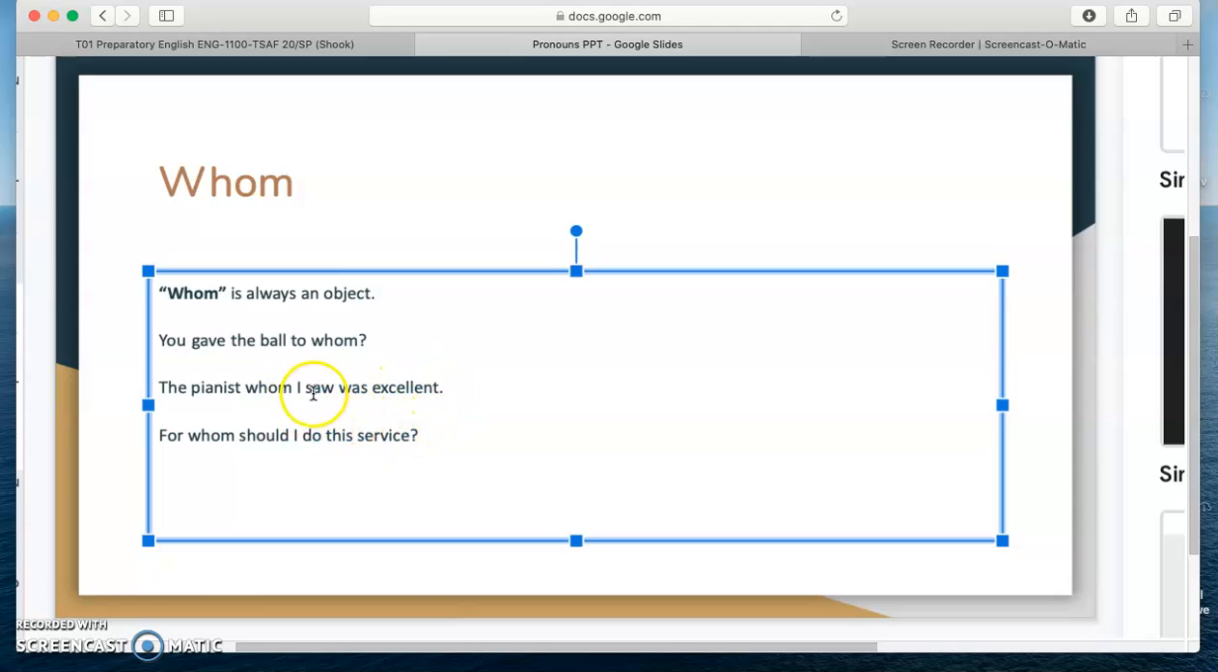Don't forget who is doing your verb in a sentence, because that will determine what you need to write. So it might seem natural to say the pianist who I saw was excellent, but I am doing the verb here, and I saw whom? I saw a pianist.